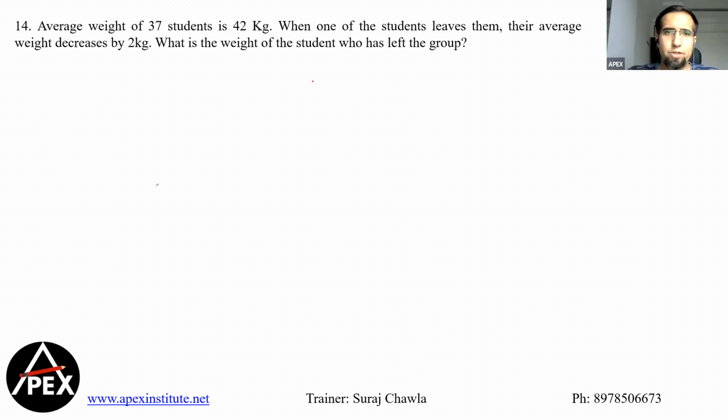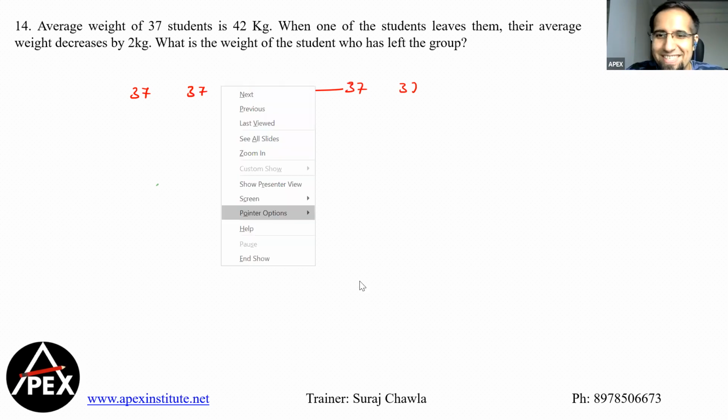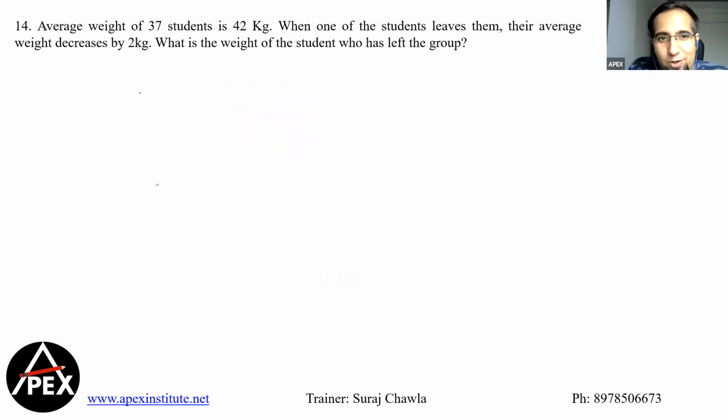Yeah, let's look at this, guys. This question says the average weight of 37 students is 42. When one of them goes, the weight decreases by 2. Now again, look at it very carefully. Pictorial representation is really important. 37 students, the average is 42. Extremely sorry. 42, 42, 42, and 42.